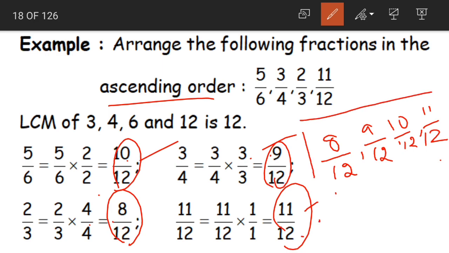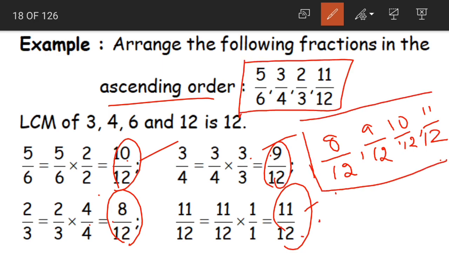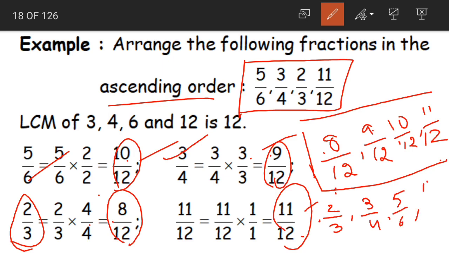But see, here in the question there were different fractions and in the answer we have written different fractions. It's not good, right? We should write whatever is given in the question. What was 8 by 12? 8 by 12 is nothing but 2 by 3. So 2 by 3, comma. Then 9 by 12 was 3 by 4. 10 by 12 was 5 by 6. And then 11 by 12 as it is. So this will be the ascending order of the given fractions. What is it, children? 2 by 3, 3 by 4, 5 by 6 and 11 by 12. Understood?